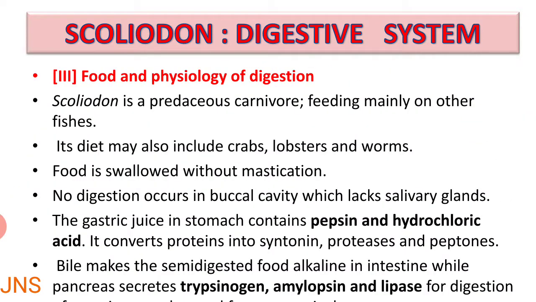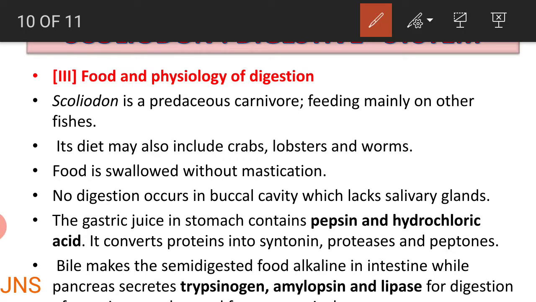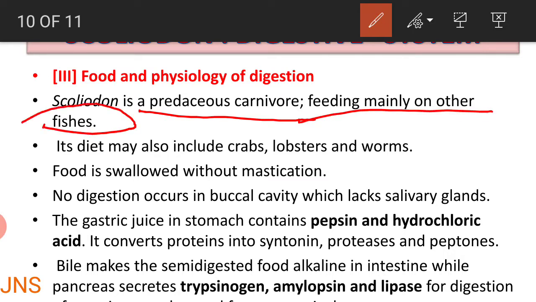Next, and I think the last part, is about the digestion of Scoliodon. Scoliodon is a predaceous carnivorous fish, feeding mainly on other fish and other small organisms found nearby. Its diet may also include crabs, lobsters and worms.